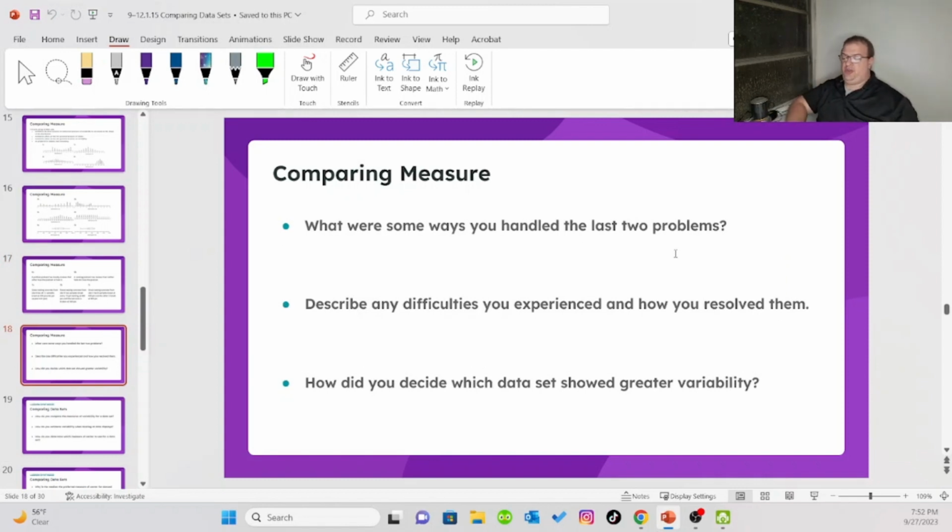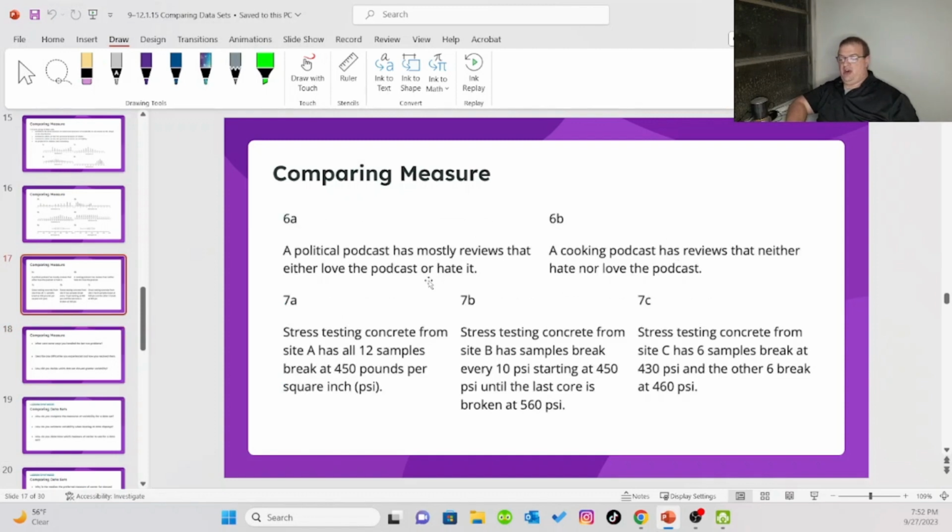So when we're going through the questions, what were some ways you handled the last two problems? Well, you want to think about, if I did a dot plot, what would this look like? So we know that if the reviews are love or hate, I'm going to have bimodal. If the reviews don't love it or hate it, they're just in the middle, I've got bell-shaped. Every single sample breaks, I know I have that straight tower. Every sample breaks 10 psi apart, that's uniform. And then lastly, it only breaks in 2 different locations and they're equidistant apart.